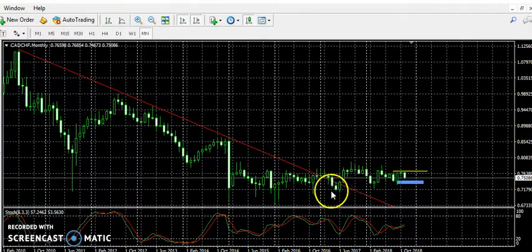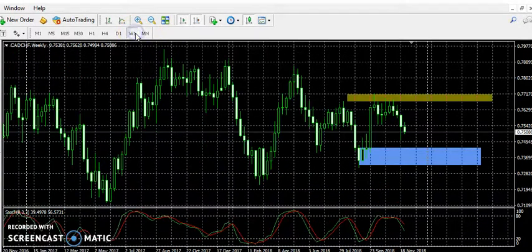So we had the break here, demand created here, pushed price up into lower time frame supply, made its way back down here to demand, as we can see, went back up into lower time frame supply, and made its way back down into our demand zone here, where we have the blue. So let's take a closer look into the market, going to the weekly time frame.